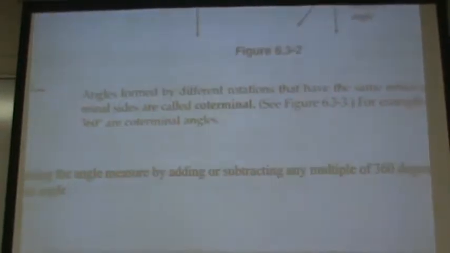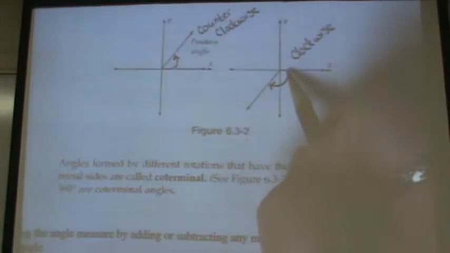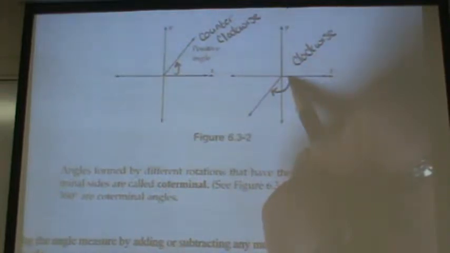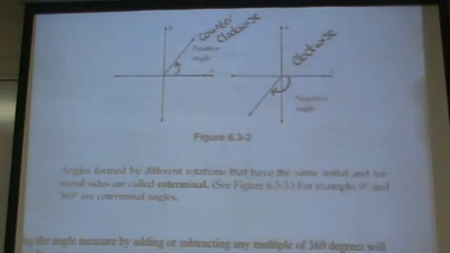Now we're going to talk about something called coterminal angles. Coterminal angles are angles formed by different rotations but with the same initial and terminal sides. They give the example that 0 degrees and 360 degrees are coterminal. On our coordinate plane, with 0 degrees we start here and don't go anywhere, so we start and end there. With 360, we do a full circle, so we started here and ended here. That's why they're coterminal.